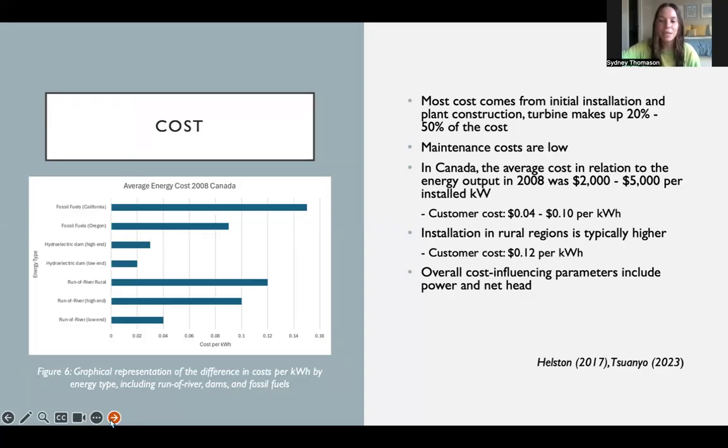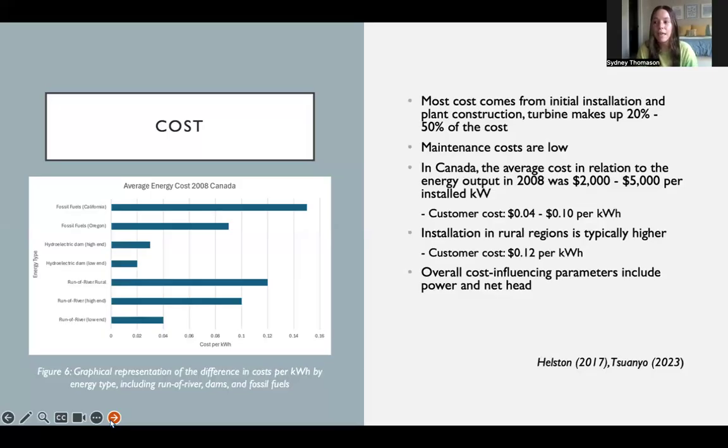The average cost in relation to the energy output in 2008 was $2,000 to $5,000 per kilowatt. So the customer was paying 4 to 10 cents per kilowatt hour. In rural regions, the cost can be a little bit higher. It was found in 2008 that the customers in rural regions paid 12 cents per kilowatt hour, but the overall cost will fluctuate depending on the flow of the water, how much electricity is actually being produced, where it is located, things of that nature.